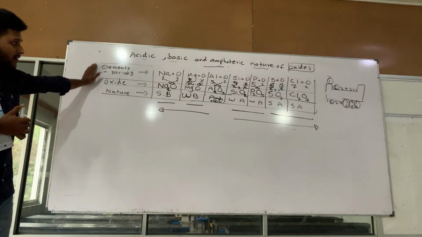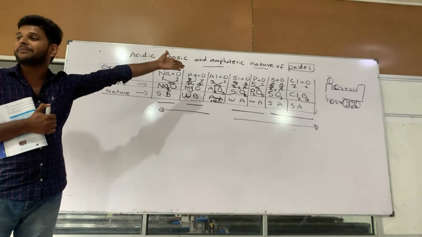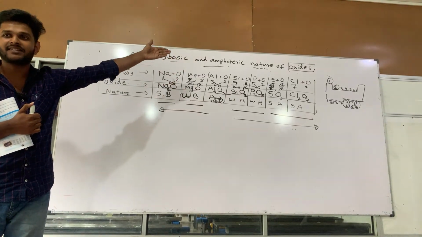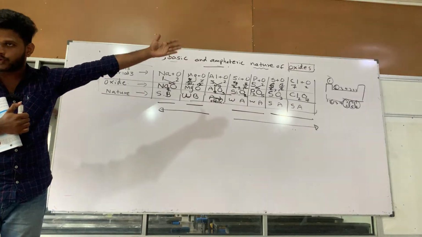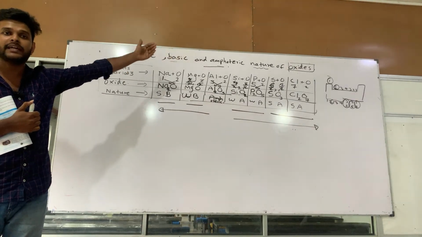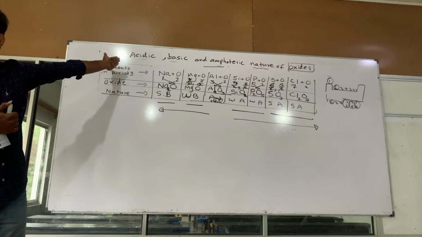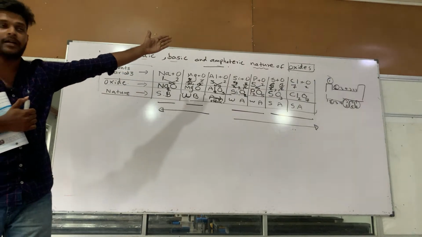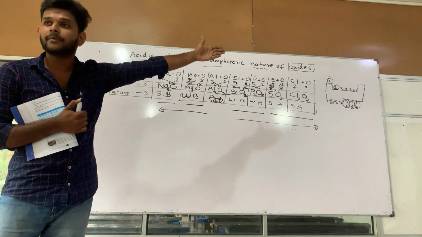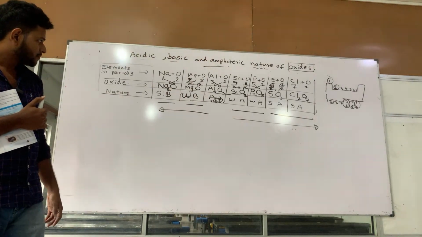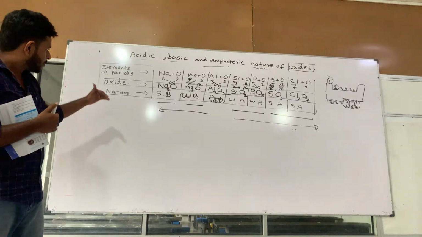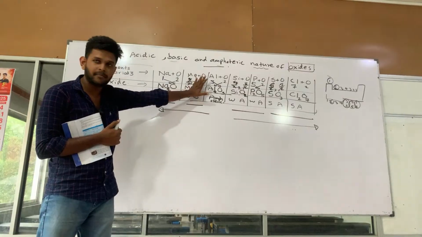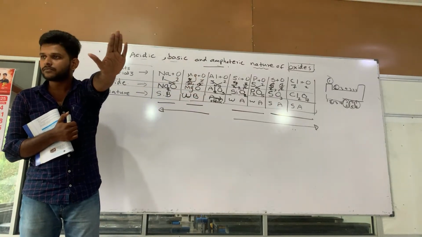Tell me, Buddha, what is this table about? What is this table about? Acidic, basic and amphoteric nature of oxides, right? What is the period we take as example? Taken as example, third period. What are the elements there? Sodium, magnesium, aluminium, silicon, phosphorus, sulfur, chlorine, right? Okay. Now you know how to write the oxide of sodium and oxide of magnesium by your own. Can you do that now? You can do that now.